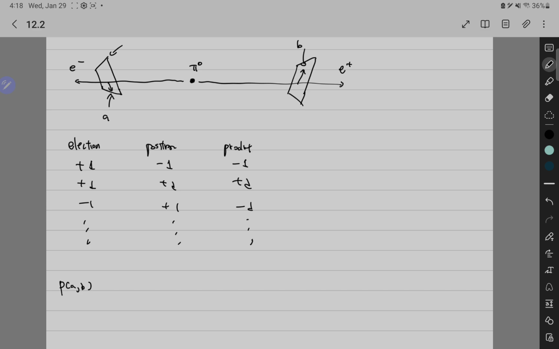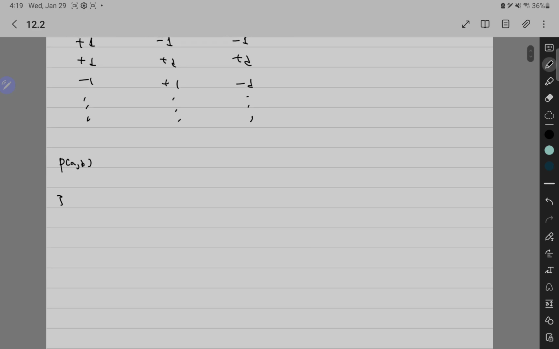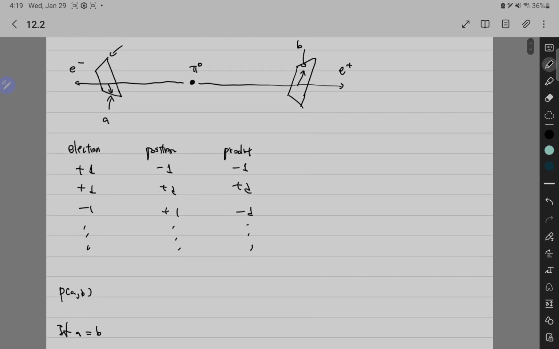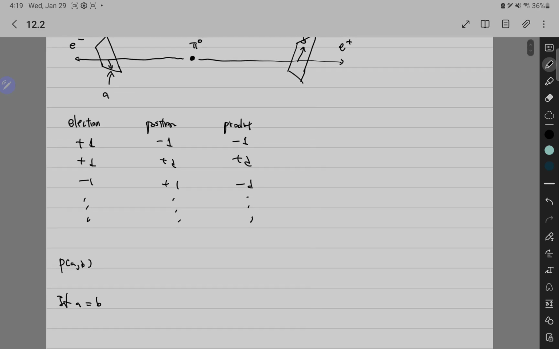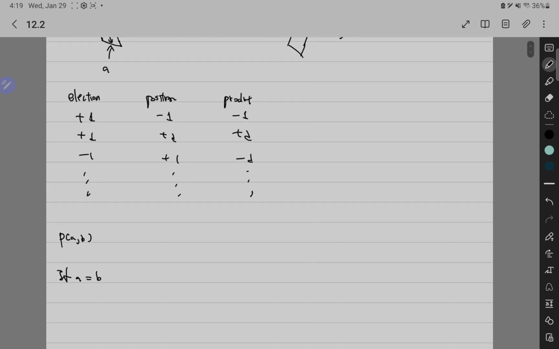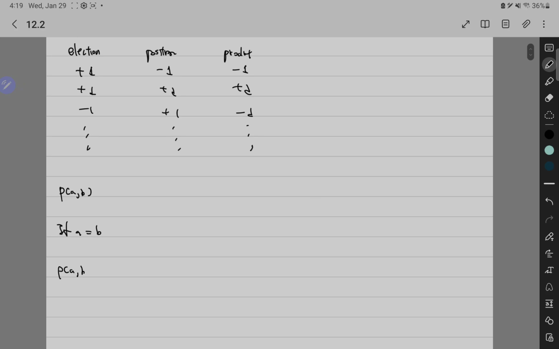So when the detectors are parallel, in other words, if A is equal to B, this means that they point in the same direction. We recover the original configuration, which is one is spin up, the other one is spin down. So the product is always -1. So P(A,B), if B is equal to A, just becomes P(A,A), which is equal to -1.